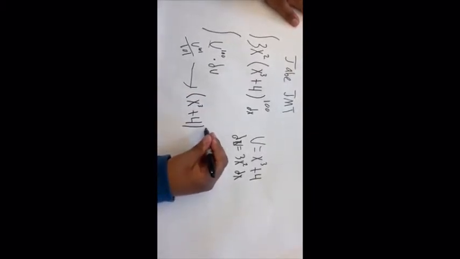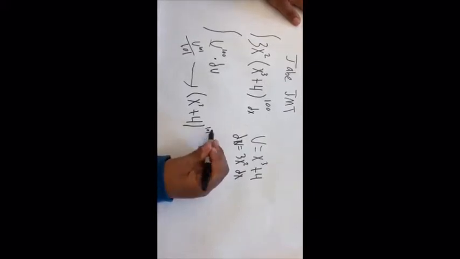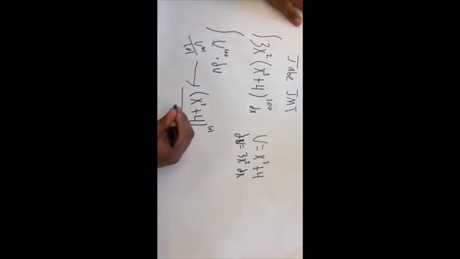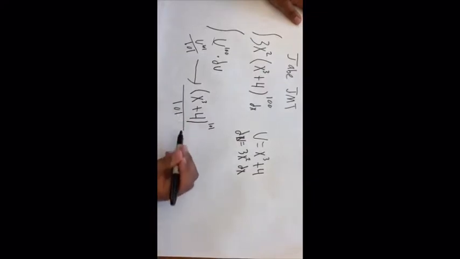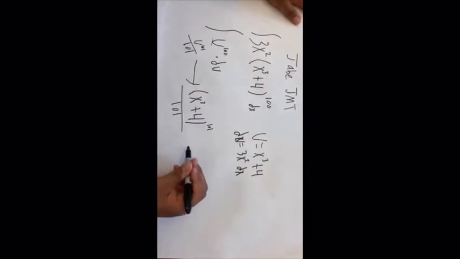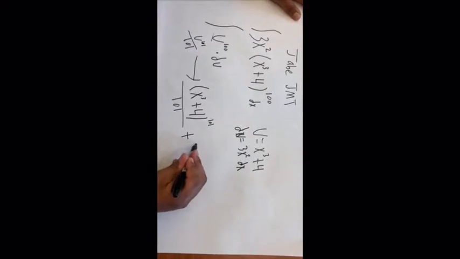And then you gotta put it to the 101 power. You gotta put all that over 101. At the end of the day, you can't forget the constant, so you gotta add c to that.